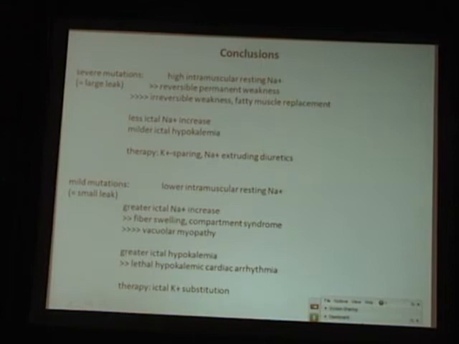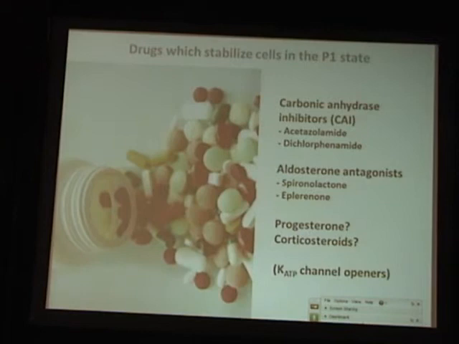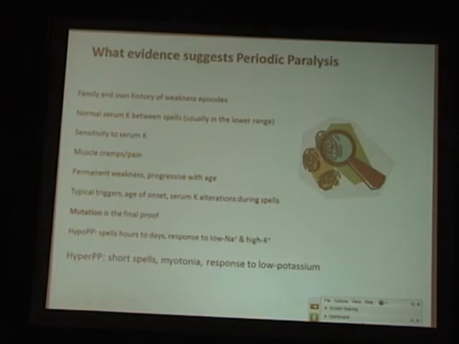So, what are we going to do? We need drugs that stabilize cells in the P1 state, as we have heard. These are the well-known Diamox and dichlorphenamide, the aldosterone antagonists, maybe progesterone, and maybe potassium ATP channel openers, if they were at our disposal. This is just for repetition. You all know what evidence suggests periodic paralysis.